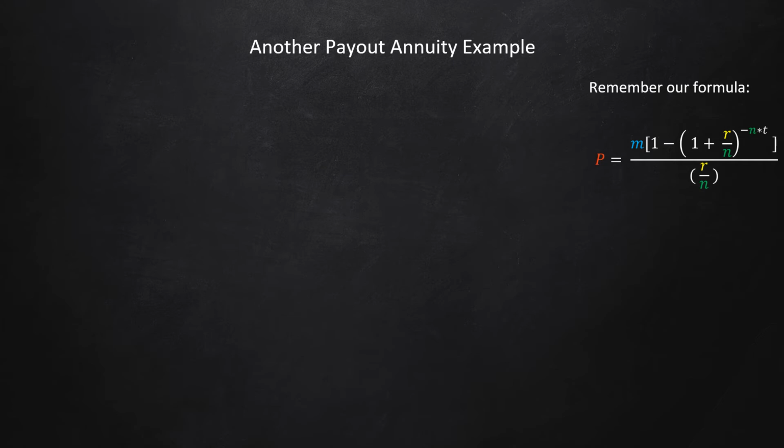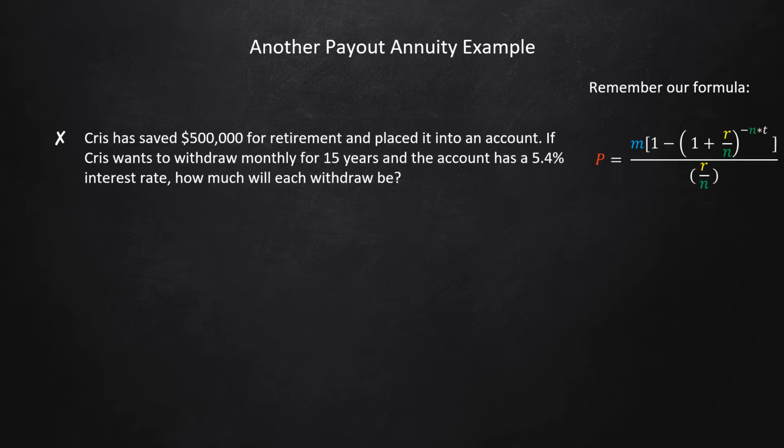We'll do one more example and then on to loans. Chris has already saved $500,000 for retirement. Put it into an account. Chris wants to withdraw monthly for 15 years, and the account has a 5.4% interest rate. How much is every withdrawal going to be?